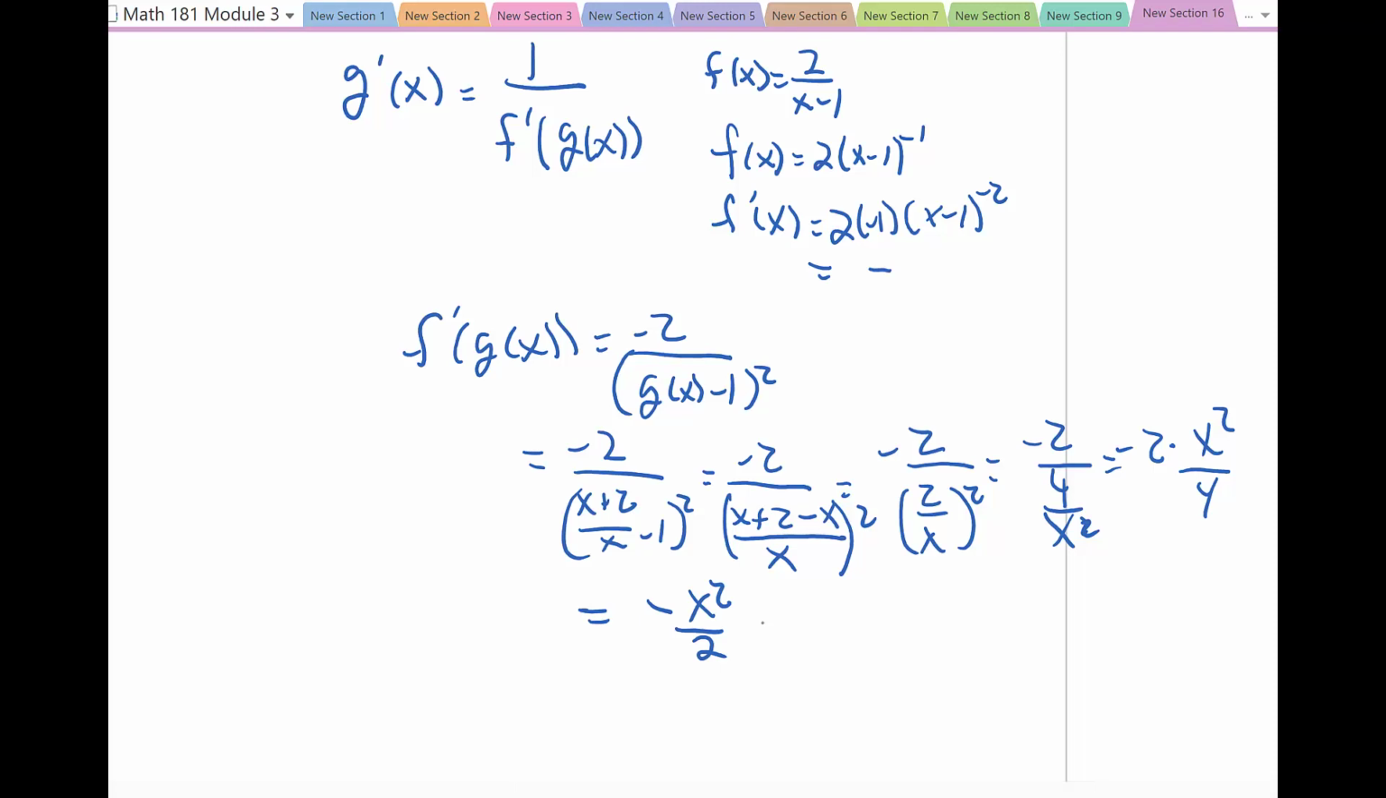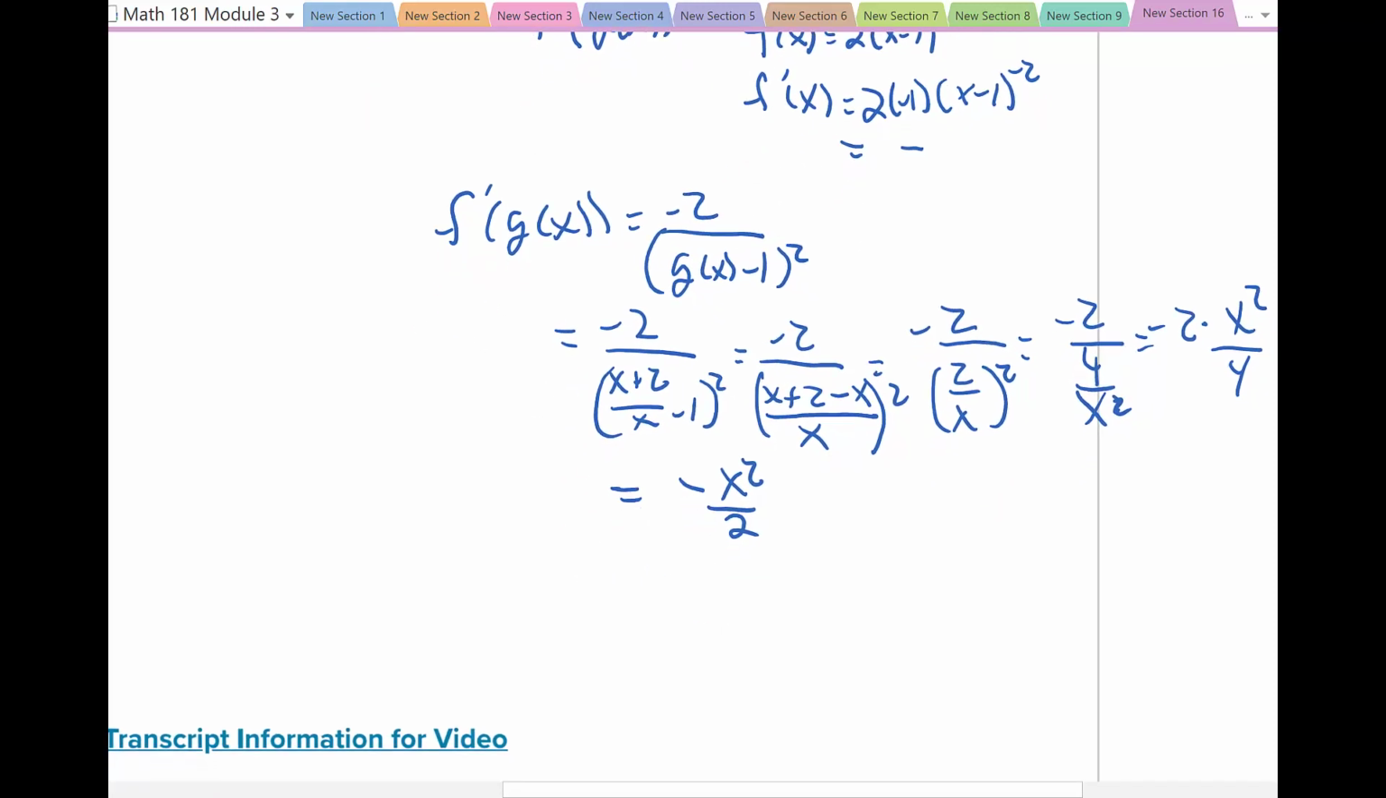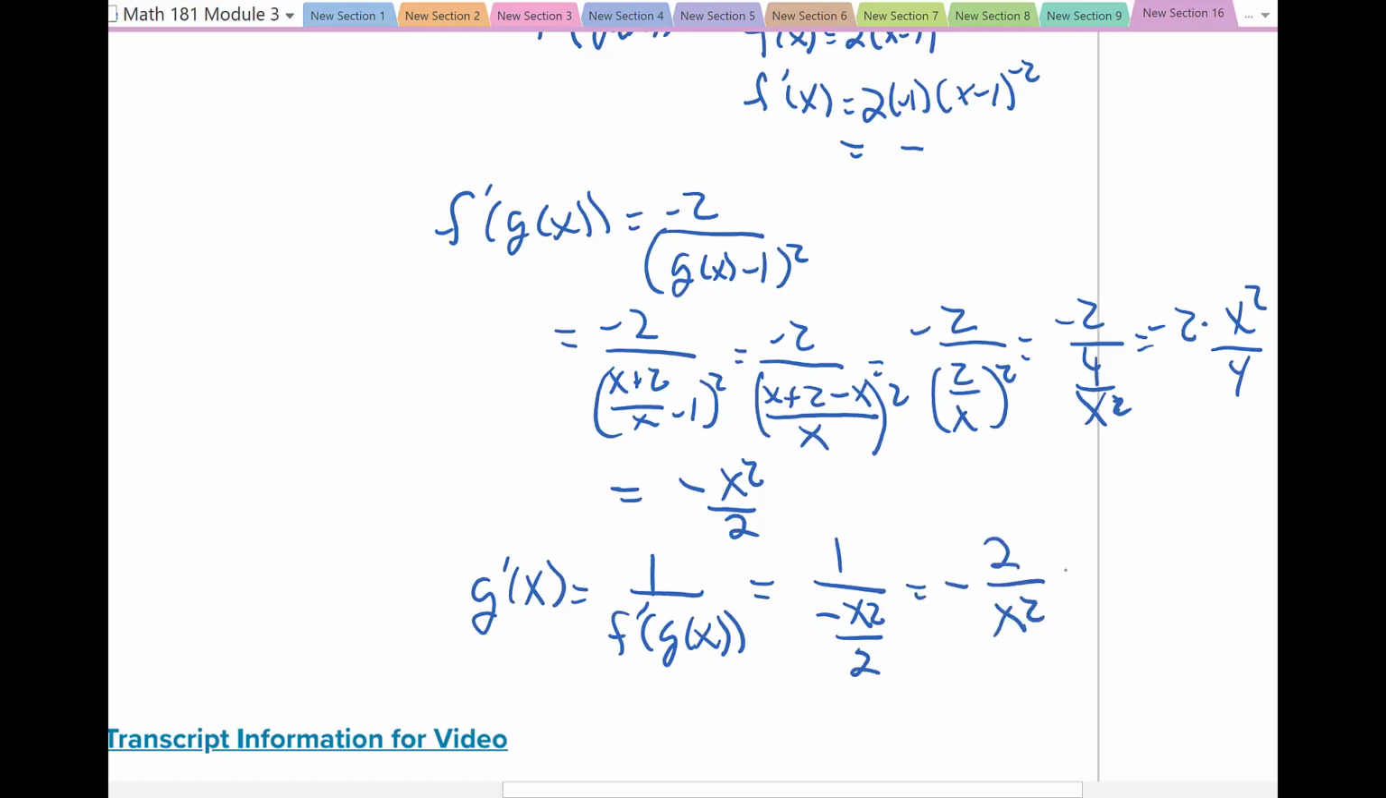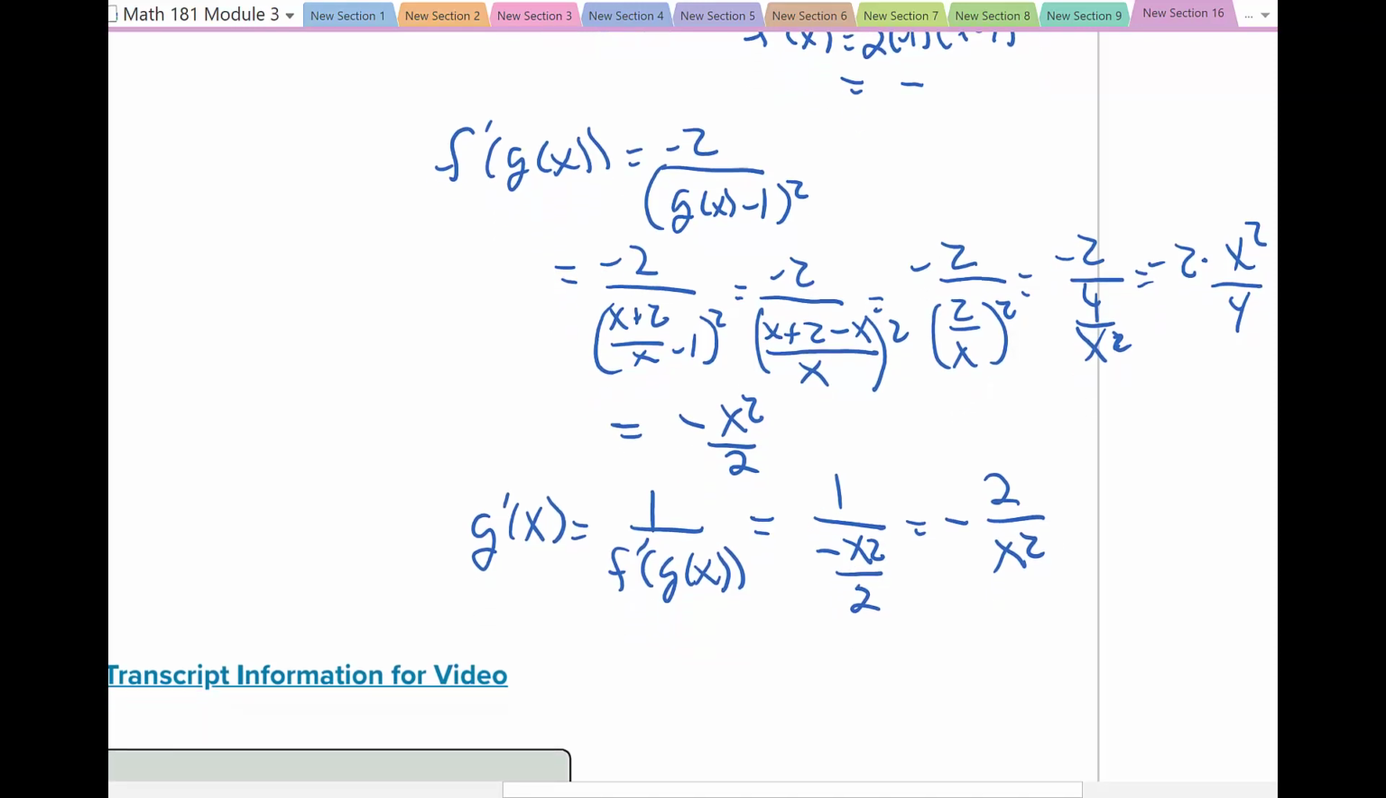We're not finished at all. We've got a little more to do. So just recall that our g prime of x is 1 over f prime of g of x. And we just found f prime of g of x. So this is 1 over negative x squared over 2, which would be negative 2 over x squared. Okay, now that's the long way.